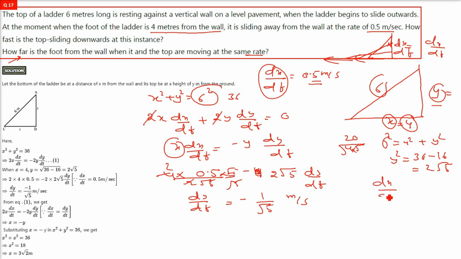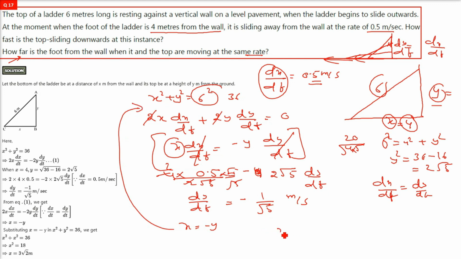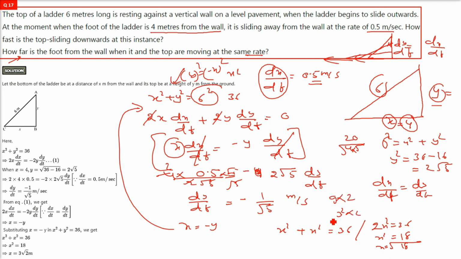The second thing is, when dx by dt and dy by dt are the same, that is when the top and the bottom are moving at the same rate, what will be the relationship? We have x square plus y square equals 36, which we have already used. But in this case, when dx by dt and dy by dt are equal in magnitude, x equals minus y. So you can replace x as minus y or y as minus x. It's up to you. Because we are supposed to find x, replace y by negative x. So x square plus x square will be 36. 2x square is 36, x square is going to be 18, x will be equal to the square root of 18, and 18 is 2 nines, so when you take the root, 3 will come out, 3 root 2. So x will be 3 root 2 meter in this case.